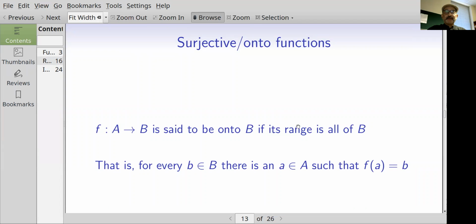Surjective and onto mean the same thing. If f is a function which maps A to B, it is said to be onto B if its range is all of B. Another way of saying this is that for every b in B, there is an a in A such that f of a is equal to b.